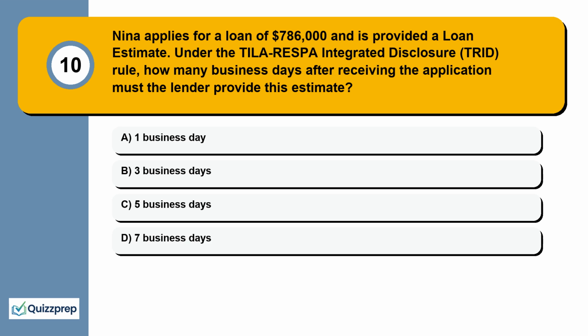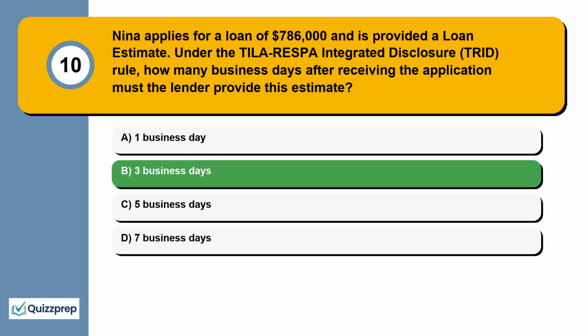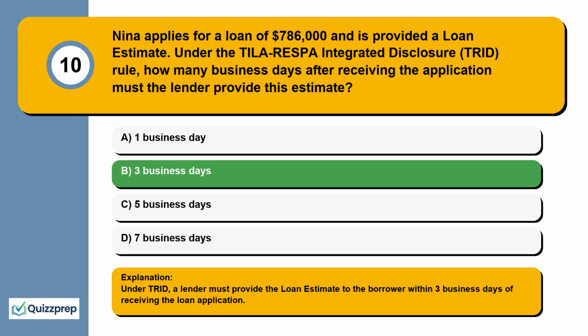Question 10. Nina applies for a loan of $786,000 and is provided a loan estimate. Under the TILA-RESPA Integrated Disclosure (TRID) rule, how many business days after receiving the application must the lender provide this estimate? 1 business day, 3 business days, 5 business days, 7 business days. Under TRID, a lender must provide the loan estimate to the borrower within 3 business days of receiving the loan application.